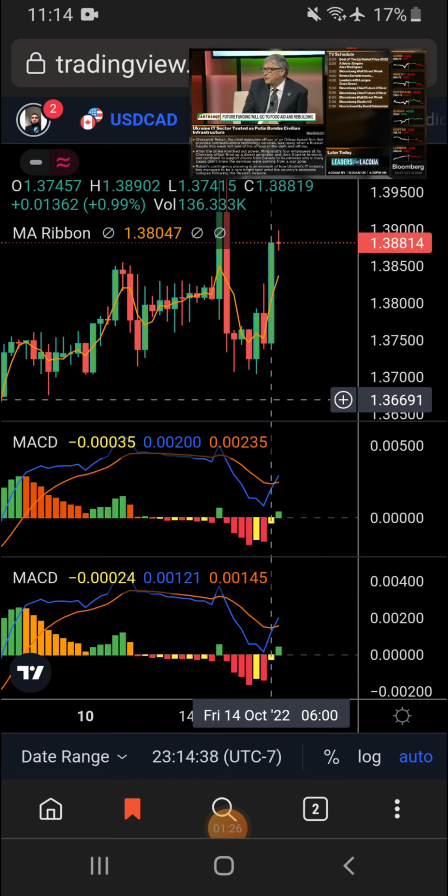Pretty much US CAD was a big player for the week, especially in the New York session. Pound and Euro was earlier in the week.